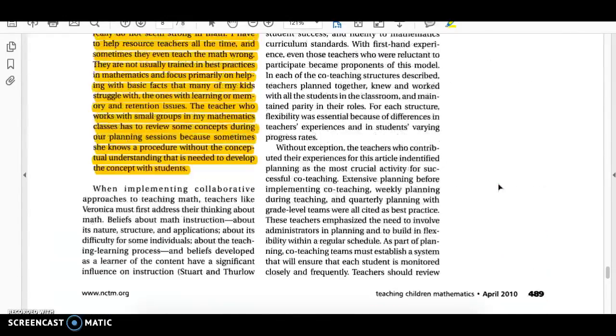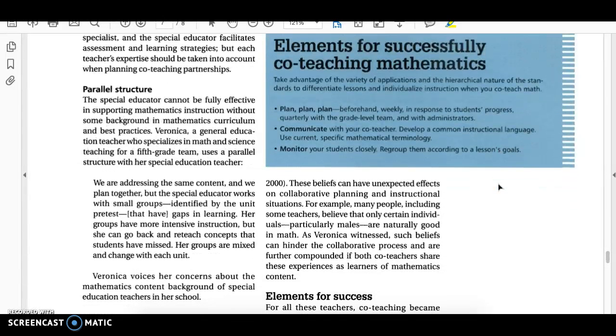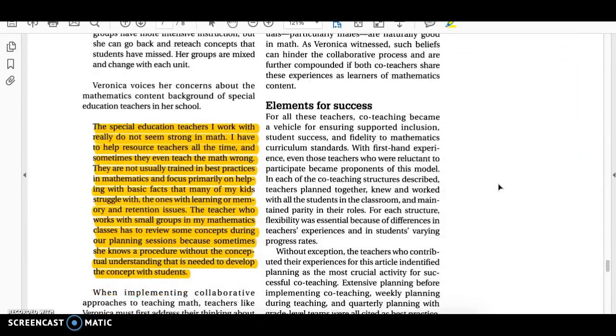And so, for the elements for success this article shares for co-teaching, planning is just huge. There has to be so much planning to go in, with the teachers being able to work together. The communication has to be key and stressed, and monitoring of the students needs to be very closely done. And so those three elements are just vital for co-teaching to work.